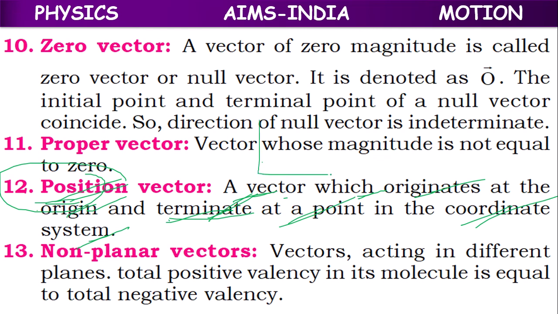In the coordinate system, in the xy axis, it originates at the origin, and another point will be somewhere in the coordinate system. So this length, this measurement, will tell the position of that vector in the coordinate system. That's why it is called a position vector.